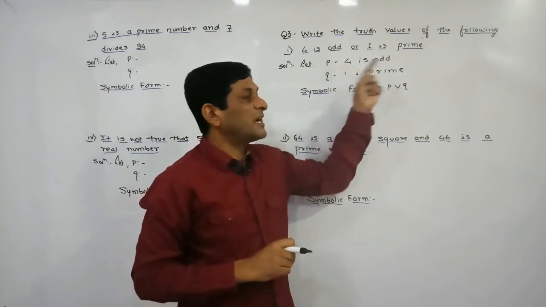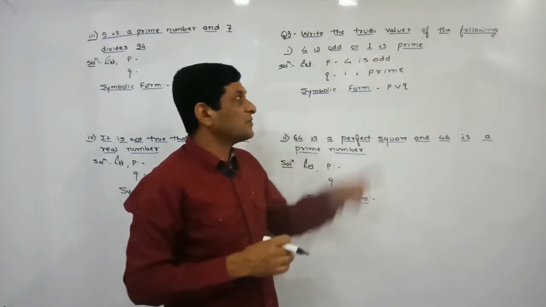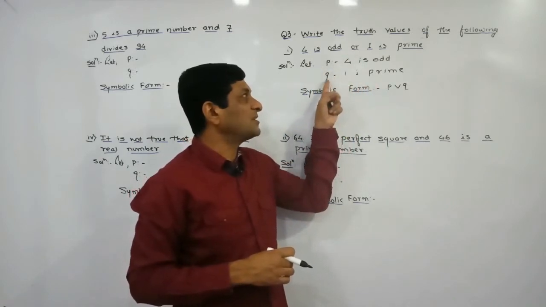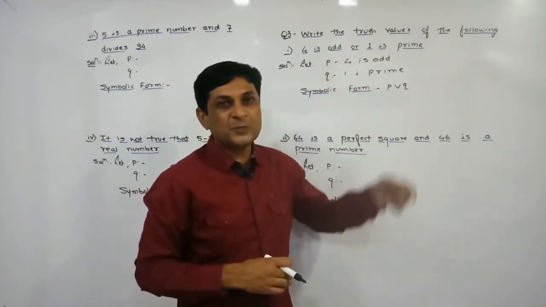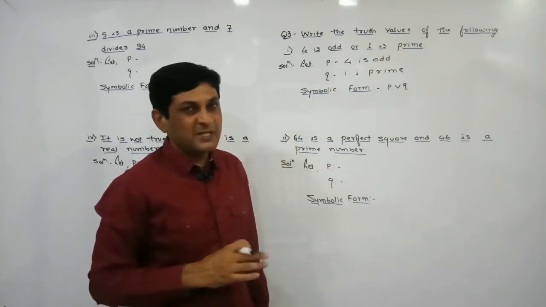Here we can observe that 4 is odd. It is false because we know that 4 is an even number. So first, P is false. Let us check Q. Q is what? 1 is prime, but we know that prime numbers start from what? 2. So 1 is prime is also false.